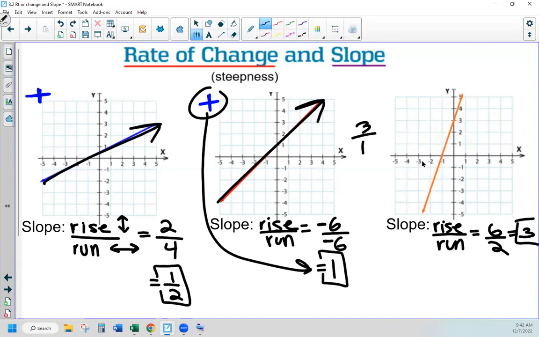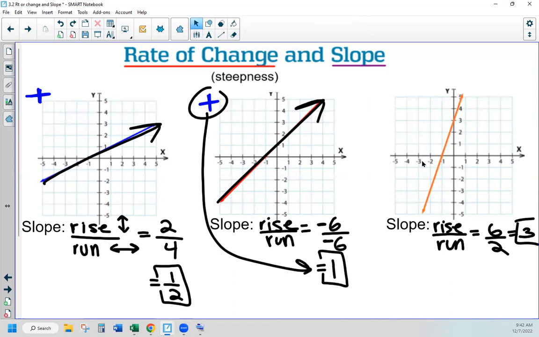Let's see if that's correct. From this point, if I go up 3, 1, 2, 3, and I go to the right one, do I land on the line? Yes, I do. Once again, up 3, to the right one, I land on the line. There it is. Perfect. Messing up is okay. Just understand how your line is supposed to look.